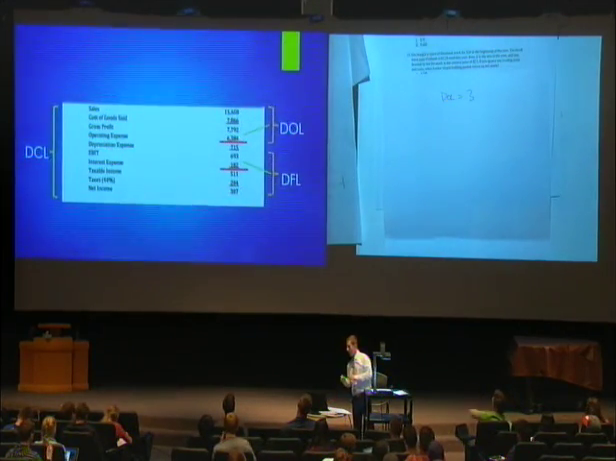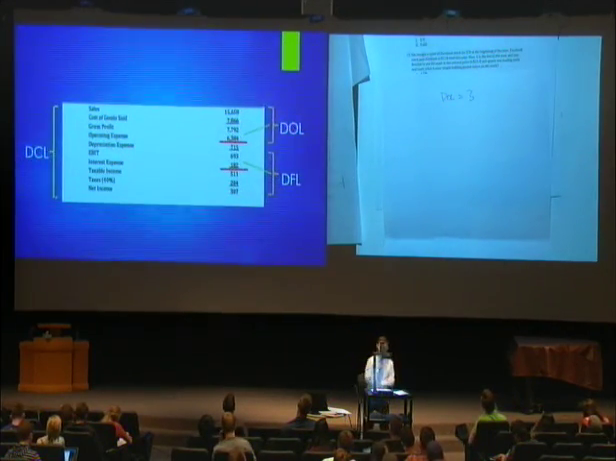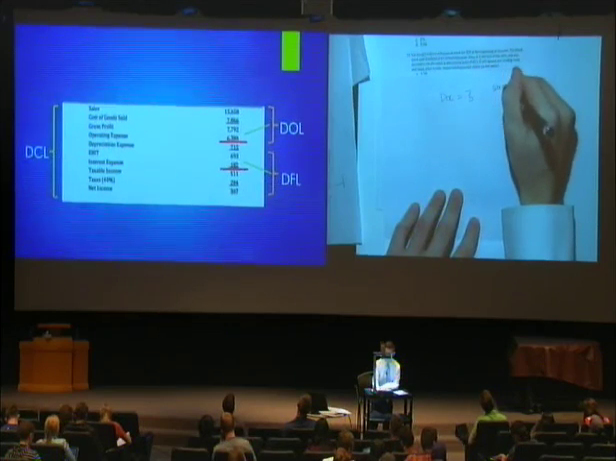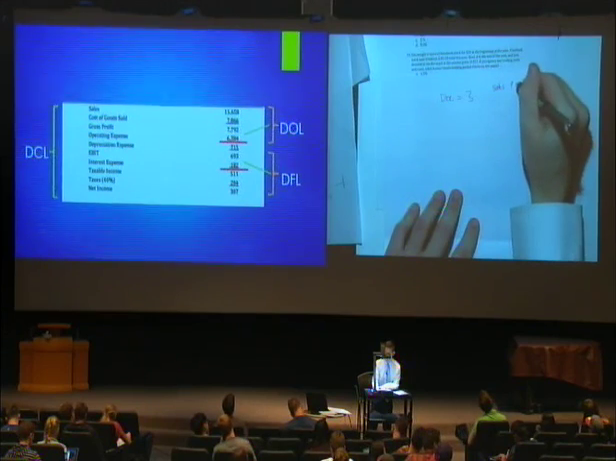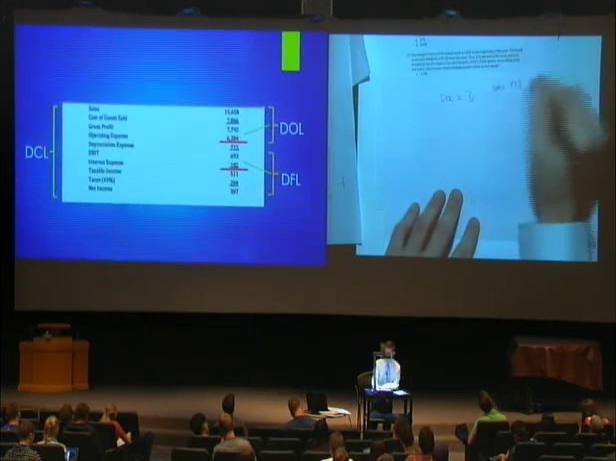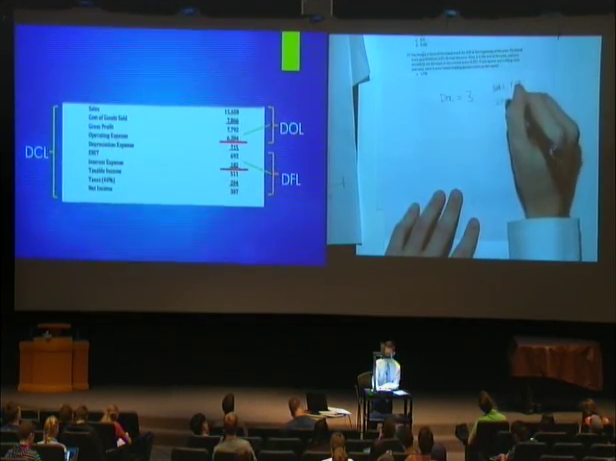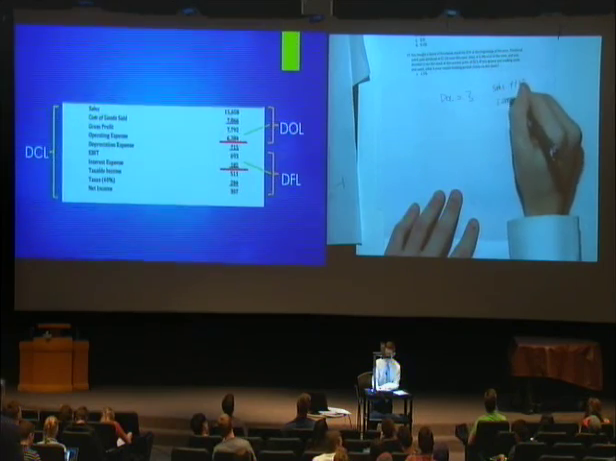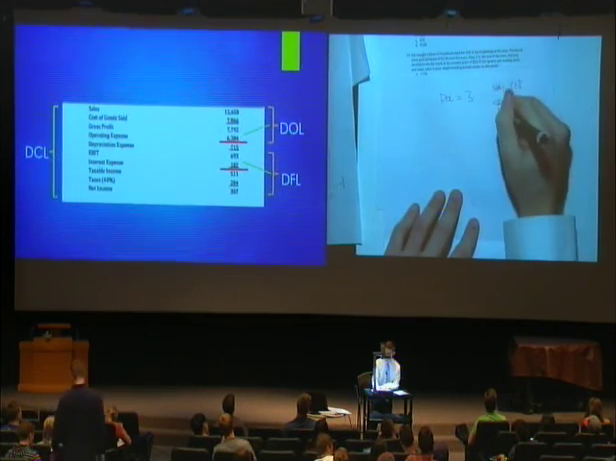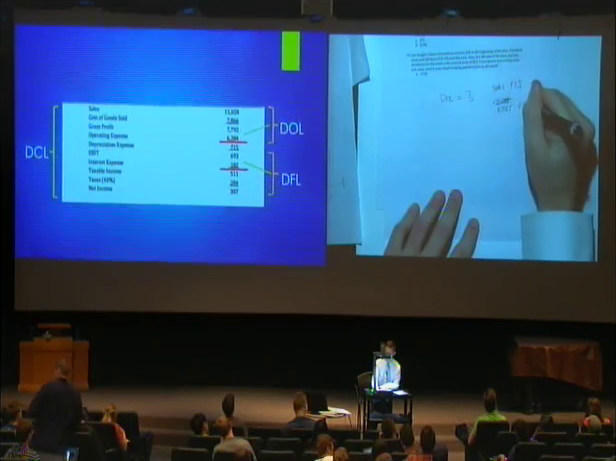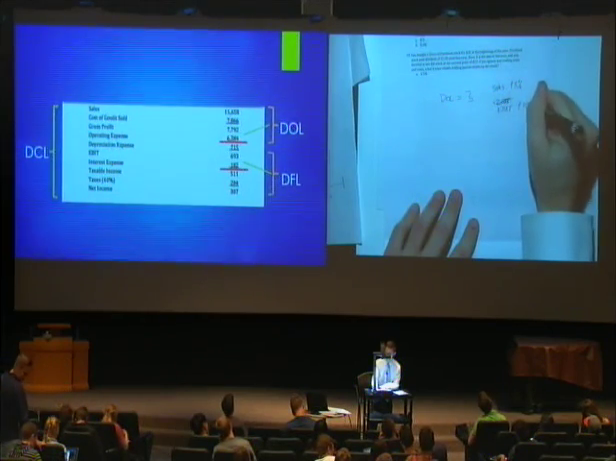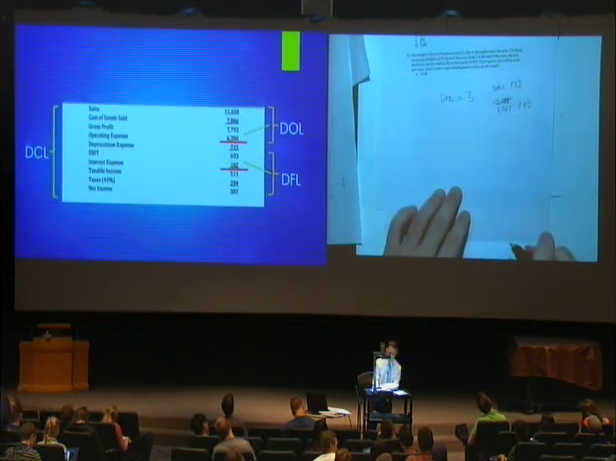It means that if my sales go up by 5%, then my EBIT will go up by 15%. If it went down by 5, it would go down by 15, right?